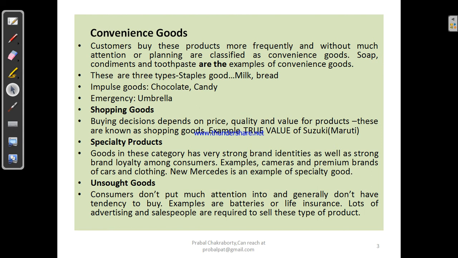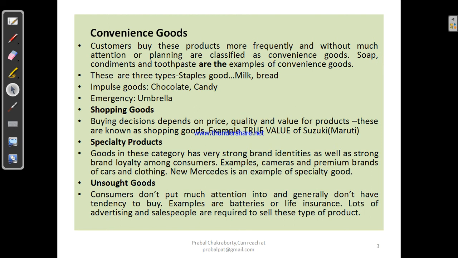Now when I come to specialty products, goods in this category have very strong brand identities as well as strong brand loyalty among consumers. For example, cameras, premium brands of cars and clothing. The new Mercedes is an example of specialty goods. That means we purchase it because it has a strong brand identity as well as strong brand loyalty. When you think of the new Mercedes-Benz, it is totally different from its competitors.